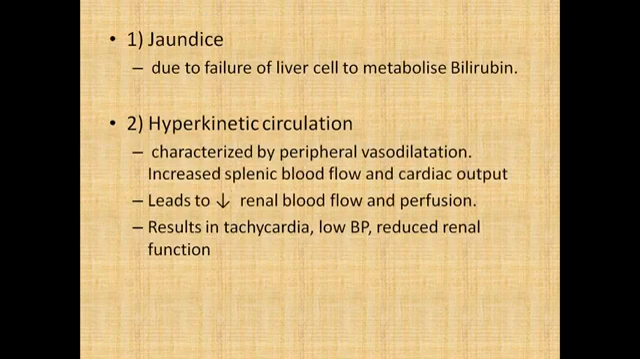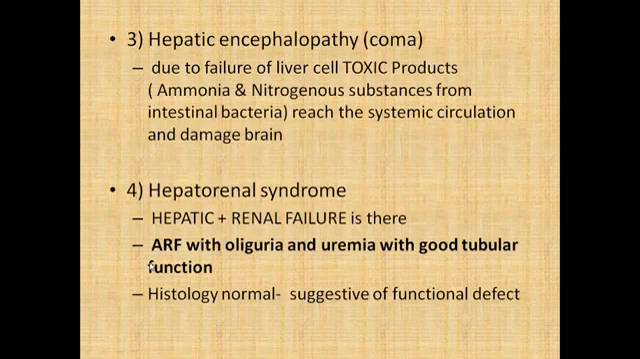Jaundice: you know the function of the liver is to metabolize bilirubin. Due to failure of the liver cell to metabolize bilirubin, there is jaundice. Second, hyperkinetic circulation. Why is there hyperkinetic circulation? It is characterized by peripheral vasodilatation and increased splenic blood flow and cardiac output. Ultimately, this leads to reduced renal blood flow and perfusion, resulting in tachycardia, low blood pressure, and reduced renal function. So hyperkinetic circulation is there.